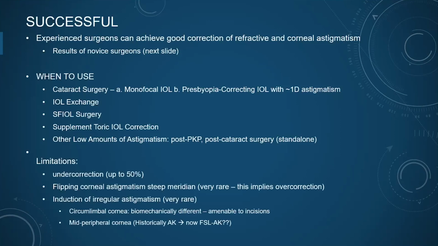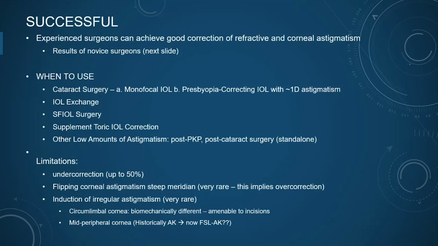What are some limitations? Well, certainly we know that the biggest limitation of limbal relaxing incisions is that they really reduce astigmatism. They don't fully correct all of the astigmatism. So there's about 50% undercorrection, I think, that should be expected in the LRI incisions that we're going to make. We may flip the corneal astigmatism steep meridian. It's very rare because this implies overcorrection. In very rare circumstances, it may induce irregular astigmatism.